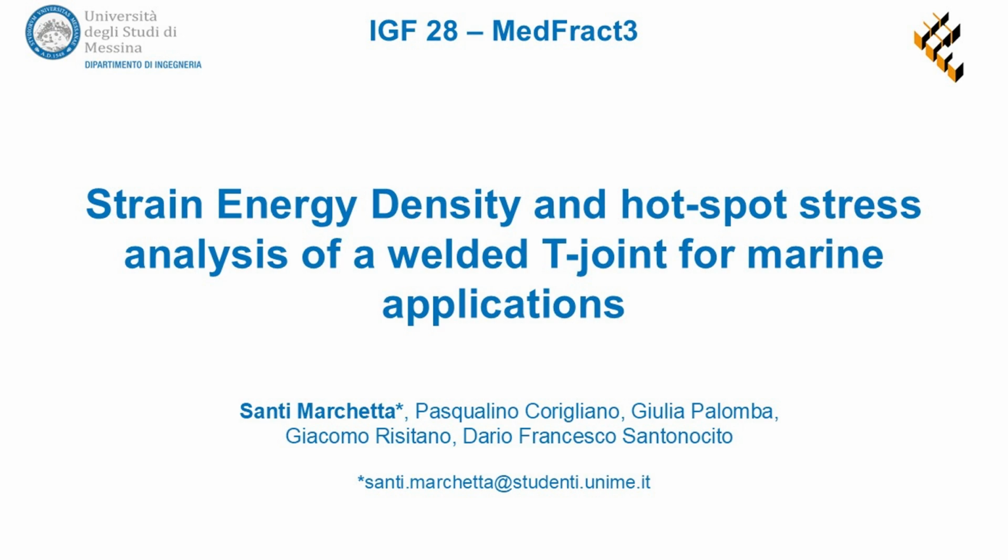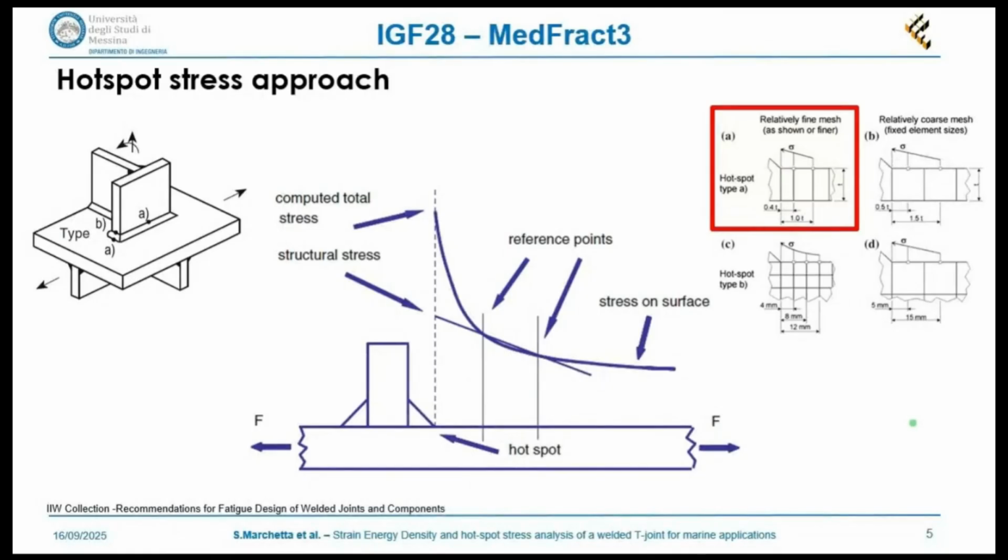Okay, so before moving on to the practical aspect, we do a little review of the two approaches, and we also explain how the validation of these approaches works. So the first one is the hotspot stress approach, which basically consists in extracting the stress values in certain reference points, and then calculating the stress at the hotspot, so the weld toe, by doing a linear regression of the data.